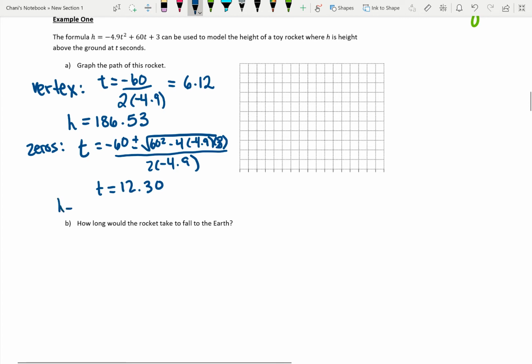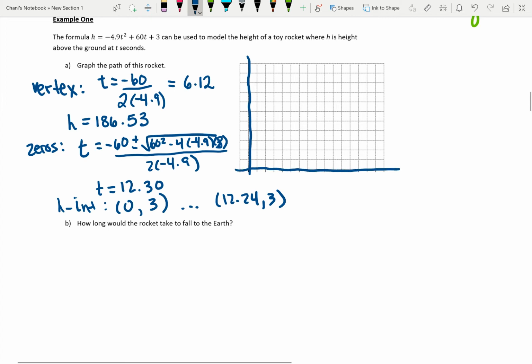Okay, we can also see that the h-intercept is 0, 3. And another partner of this would be 12.243, using our axis of symmetry to find another point. So we can create our height versus time axes. We only need the positive quadrant because height and time both have to be positive.